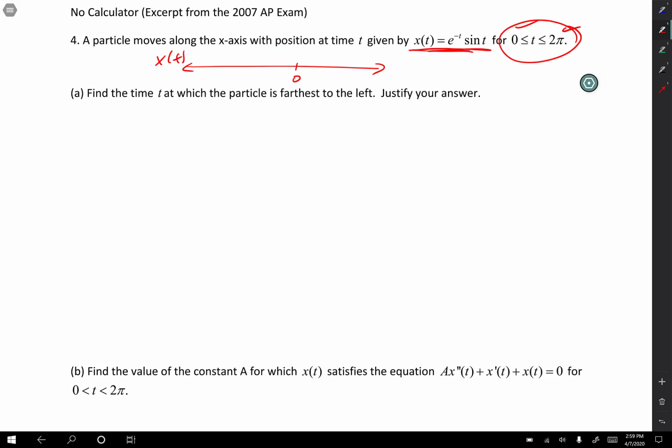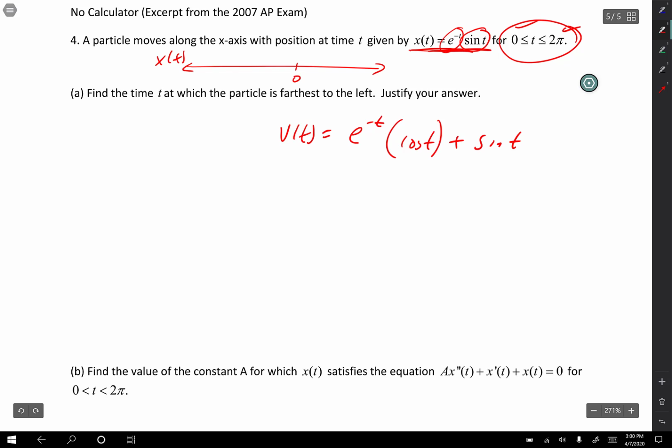So here we go. I'm gonna find velocity first. So velocity is the derivative of position, so we're going to have to do a product rule. Here's one, here's another. So first, e to the negative t times the derivative of the second. The derivative of sine t is cosine t. Plus second, sine t, times the derivative of the first, negative e to the negative t. So let's see, what are we going to do? Factoring out e to the negative t, you're going to have cosine t minus, because this negative stays there, minus sine t. Setting this equal to 0.